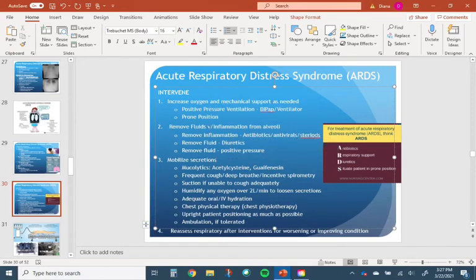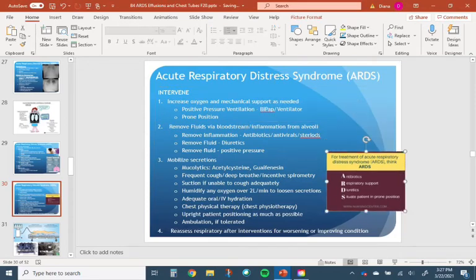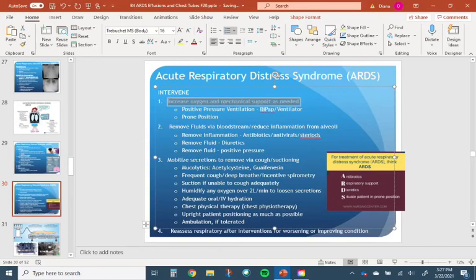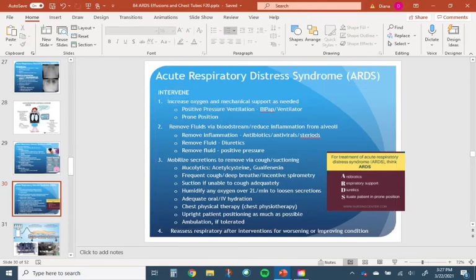So removing fluid via the bloodstream is number two. And reduce, so see, I'm still affecting this side. Reduce inflammation from alveoli, and then mobilize secretions to remove via cough. Okay, so that's how we are managing everything in a nutshell. And so those are basically your top three interventions, and then there are different ways to accomplish those interventions.